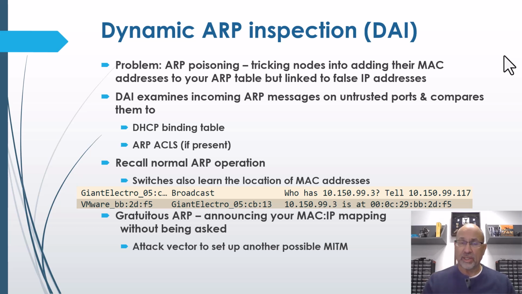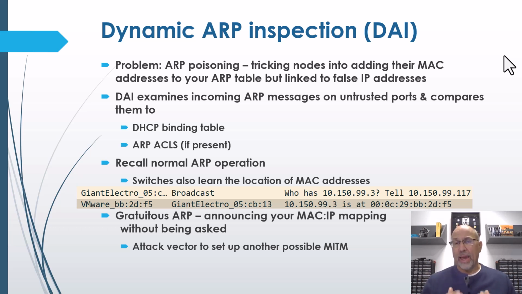Now, we'll remind ourselves what that looks like when we go back to the next demo. It also compares this to any ARP ACLs if they're present, if your IOS supports them or if you're using them. But at a minimum, what we're talking about is the DHCP binding table. Now, there can be some other things that are inspected, but at a minimum, what we're looking at is the DHCP binding table. And this is why these two things are in the same chapter together.